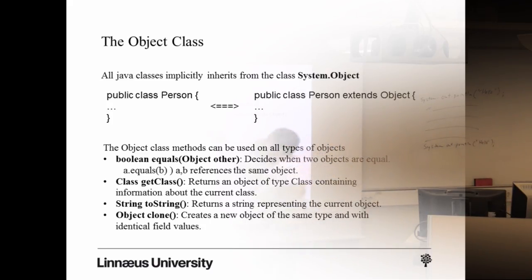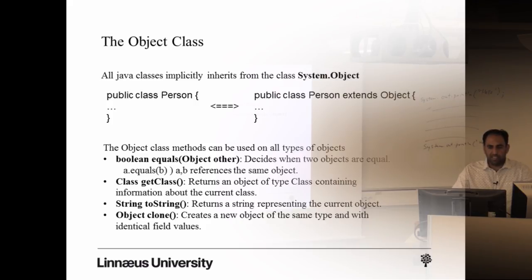In this case, we have two definitions of public class Person. In one case we have a Person class which extends from the Object class, and in another case we have a Person class without the extends keyword. But in reality, both of these class definitions are the same. It doesn't matter if you specify extends Object or not, because when the Java compiler compiles this code, it automatically makes the class a subclass of the Object class. This means that all the methods of the Object class can be used by all types of objects.